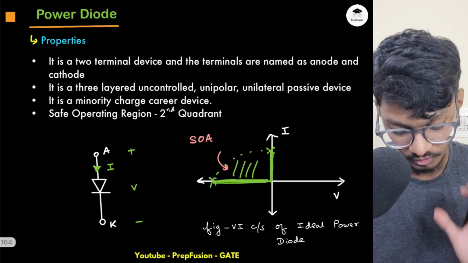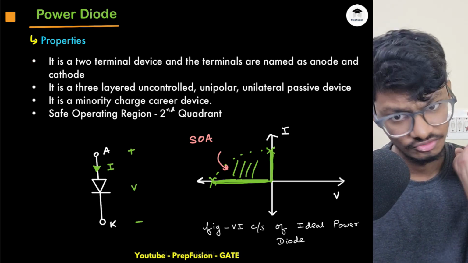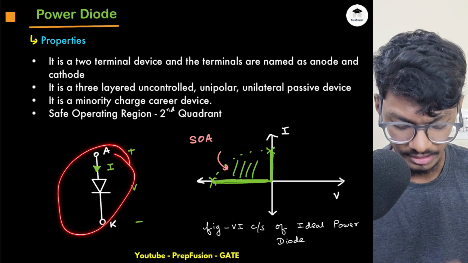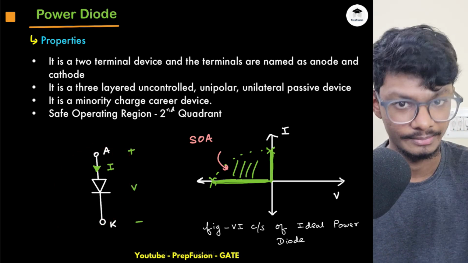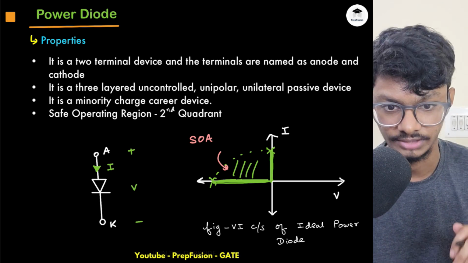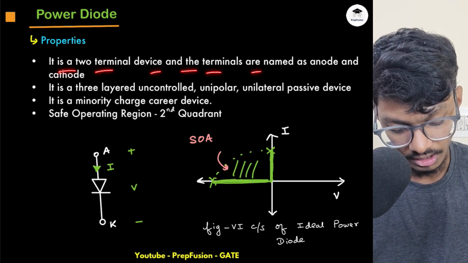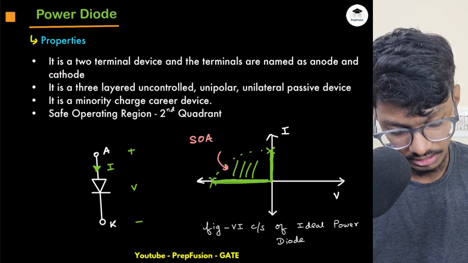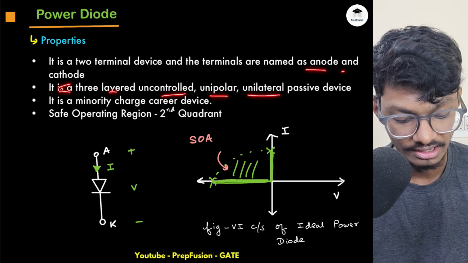Now, what are the properties of a power diode? Just the same as a normal diode. Okay, the symbol is the same, everything is the same, just it supports higher reverse voltage blocking capacity. Okay, the avalanche breakdown occurs much later. That is the thing. So it is a two terminal device, and the terminals are named anode and cathode. It is a 3-layered uncontrolled unipolar unilateral passive device.